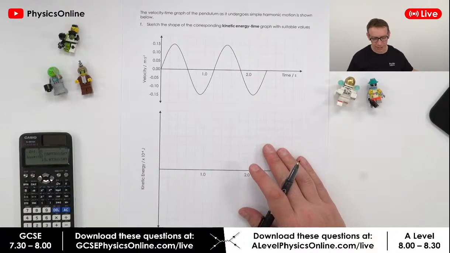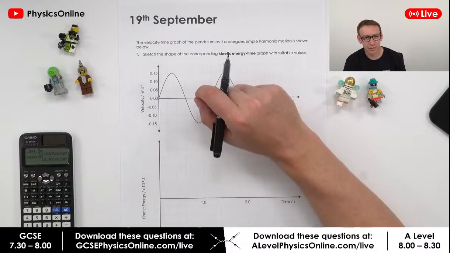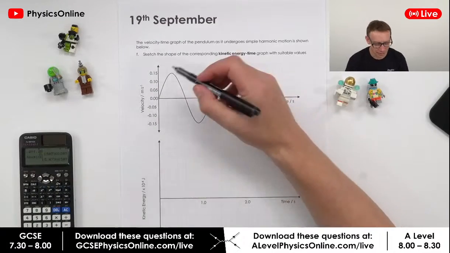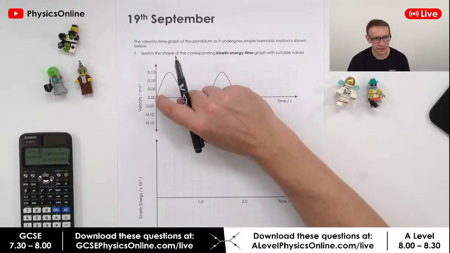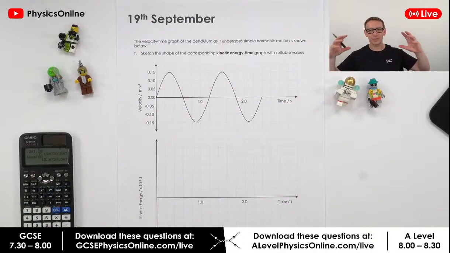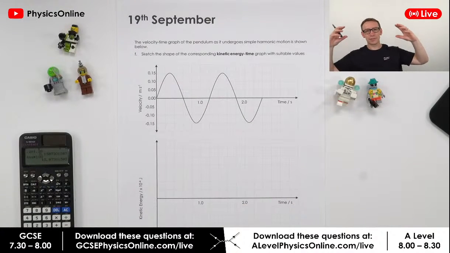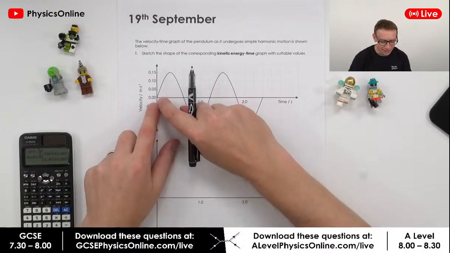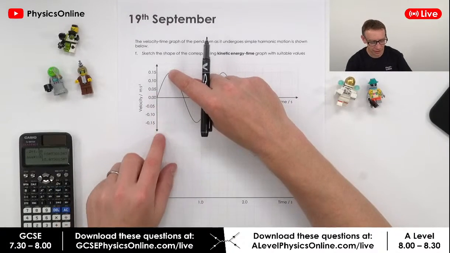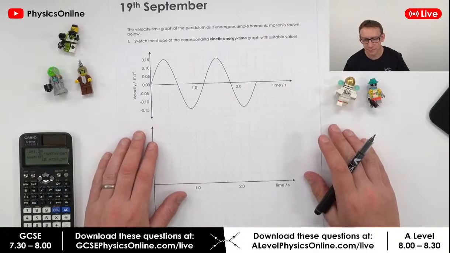Right, we then have this thing here. The velocity time graph of the pendulum as it undergoes simple harmonic motion is shown below. So we've got v on this axis, and we can see how the velocity goes from 0, which is going to be at either end, the velocity is going to be 0 at each end at the highest point when it's got the maximum gravitational potential energy. Then as that gravitational potential energy is transferred to kinetic energy, the kinetic energy is going to go up, the gravitational potential energy is going to go down, and this just goes up and down with this kind of sinusoidal curve. Okay.